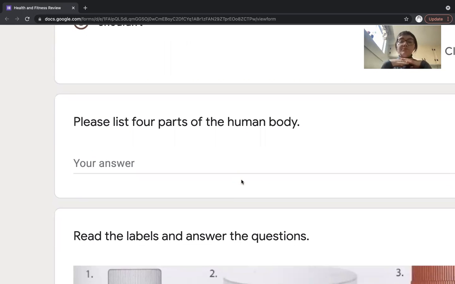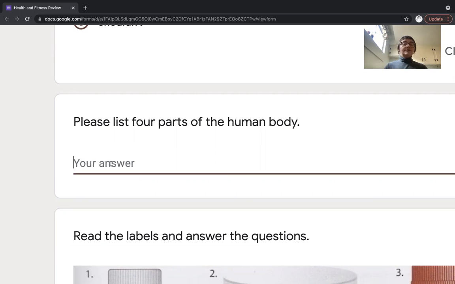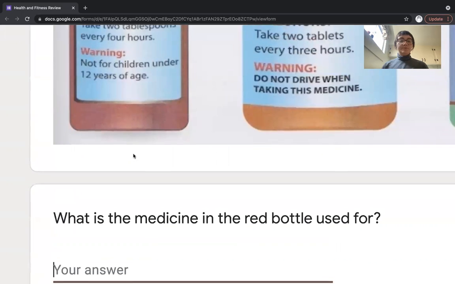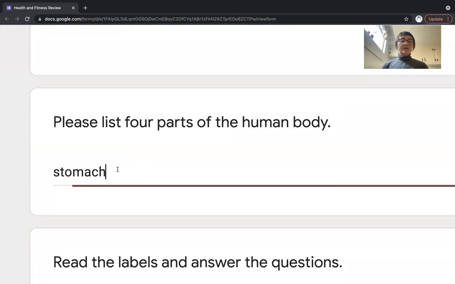Okay, so now this one said, please list 4 parts of the human body. Right, 4 parts. So some of you said stomach. Yeah, stomach. So this is the word stomach. It's not spelled this way with an E. It's S-T-O-M-A-C-H. Here, I'll zoom in a little bit closer. So we have the stomach.